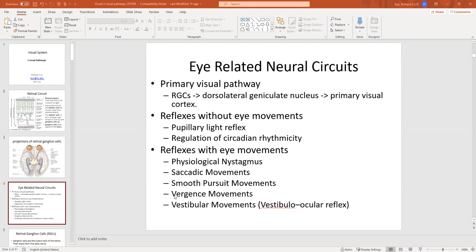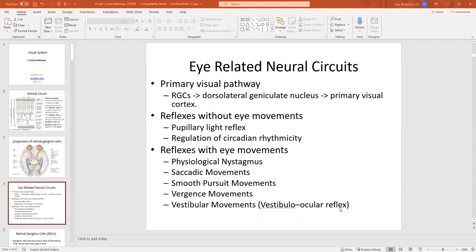And the last but not least is the vestibular movement. This is very interesting. Try this: say that you are staring at the computer screen, and try to move your head left or right. You can see that the vision you are seeing is actually not being affected, right? You can see the same field while your head is moving left, right, up, down, right? You can maintain that kind of visual field. This is very interesting. This is also called the vestibular ocular reflex.